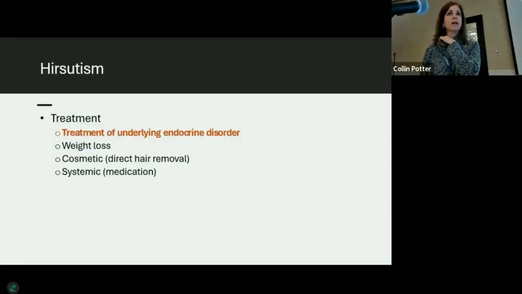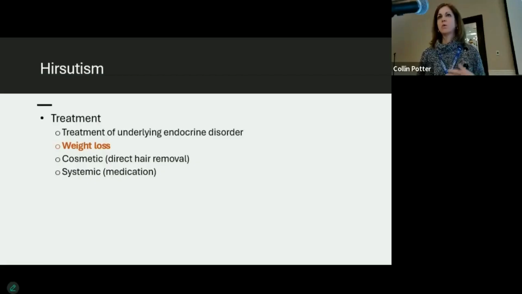So, the treatment of the underlying endocrine disorder would be relative to which endocrine disorder it was. There's a full set of treatment options for PCOS, for Cushing's, and it depends on which Cushing's it is, and all of those things. So it would depend on what the underlying disorder was. Weight loss is helpful for patients as well. So that is something that should be included regardless of the other things that you are doing. And then your patients oftentimes may already be employing cosmetic modalities, and they don't have to stop doing that.